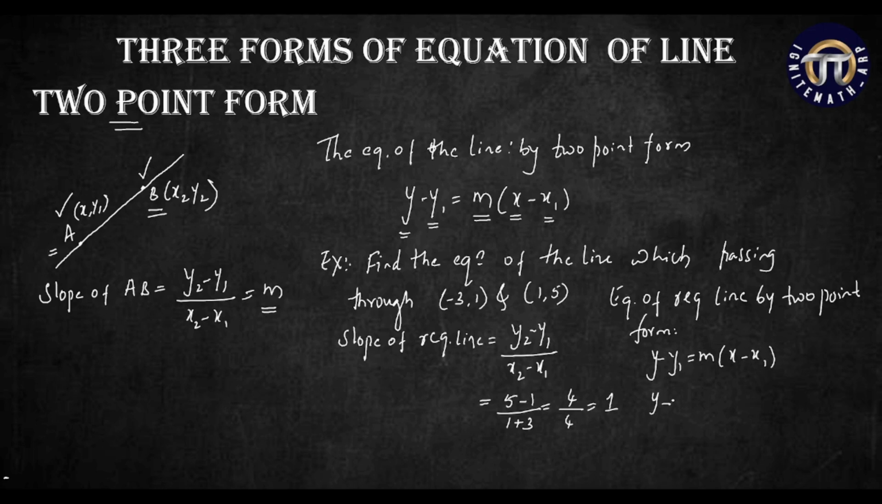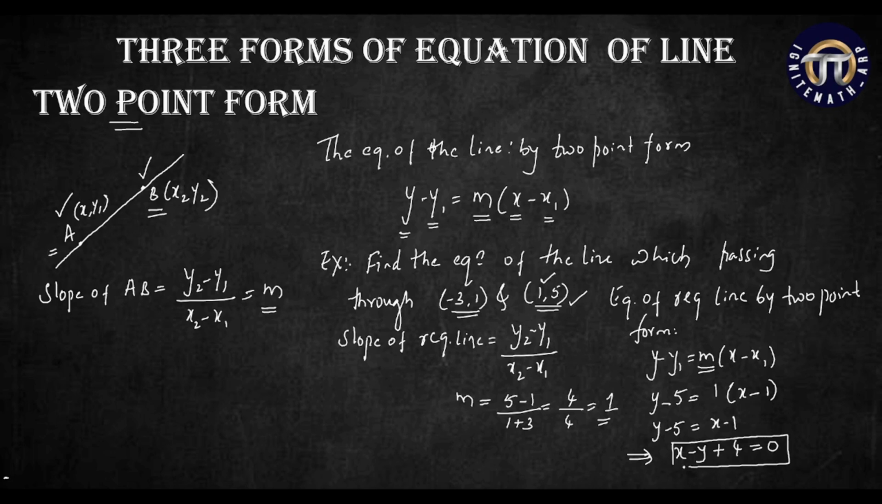So y minus, I can take y1 x1 as either this point or this point. So now I'll consider this point. So y minus y1, that is 5, is equal to m. The slope of the line over here, what we have got is 1. 1 into x minus x1, which is 1. So now y minus 5 is equal to x minus 1. When I bring it to the standard form, x minus y plus of 5 minus 1, 4 is equal to 0. This is the required equation of line.